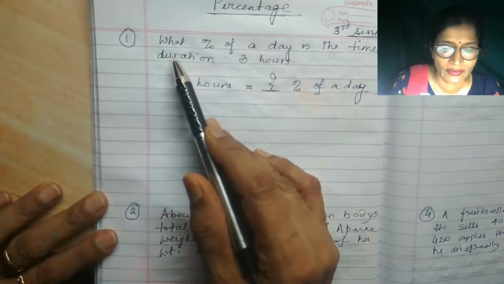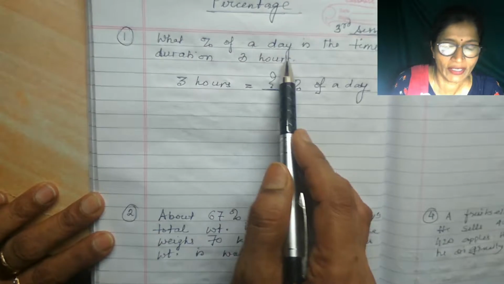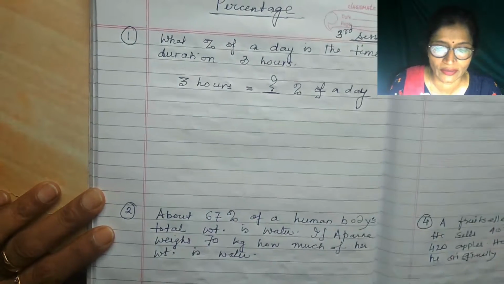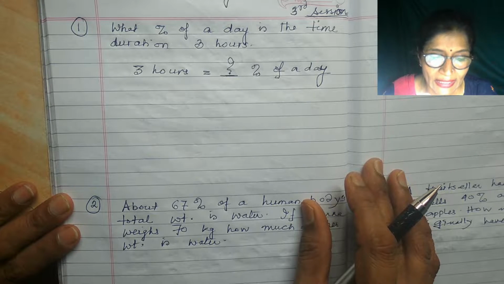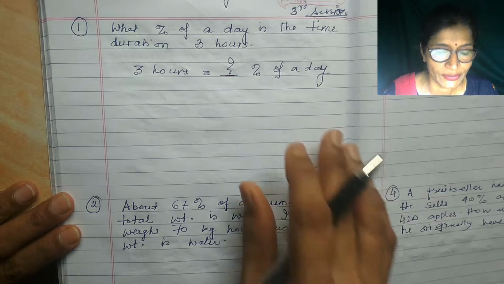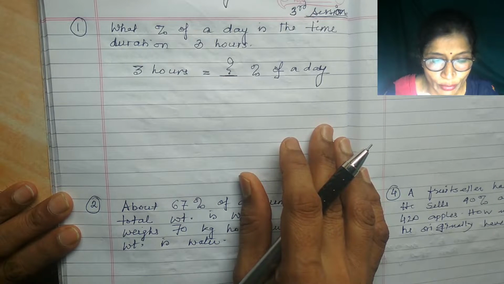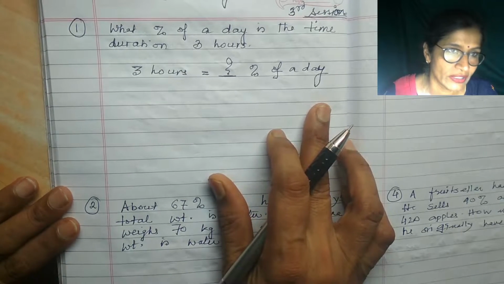Last class we have done percentage and we will continue the percentage because still some of the problems are there which I want to discuss with you. So our first sum related to the percentage is: what percentage of a day is the time duration 3 hours? It means 3 hours is equal to what percentage of a day?